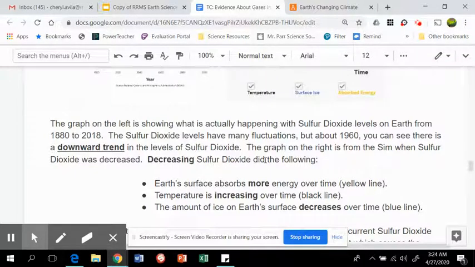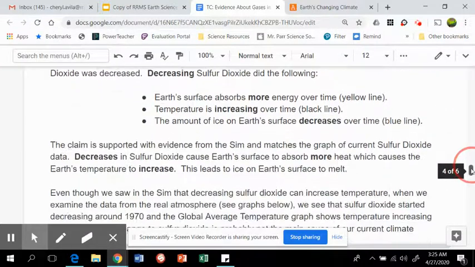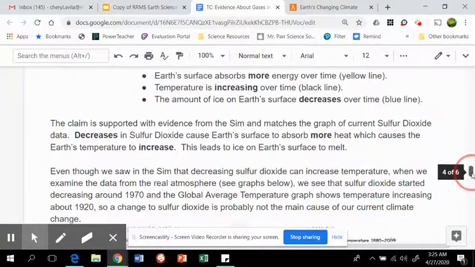Decreasing sulfur dioxide did the following. Earth's surface absorbed more energy over time, which was the yellow line. Temperature is increasing over time, which is the black line. And the amount of ice on Earth's surface decreases over time, which is the blue line. So this claim is supported with evidence from the sim and matches the graph of current sulfur dioxide data. Decreases in sulfur dioxide cause Earth's surface to absorb more heat, which causes the Earth's temperature to increase. This leads to ice on Earth's surface to melt.